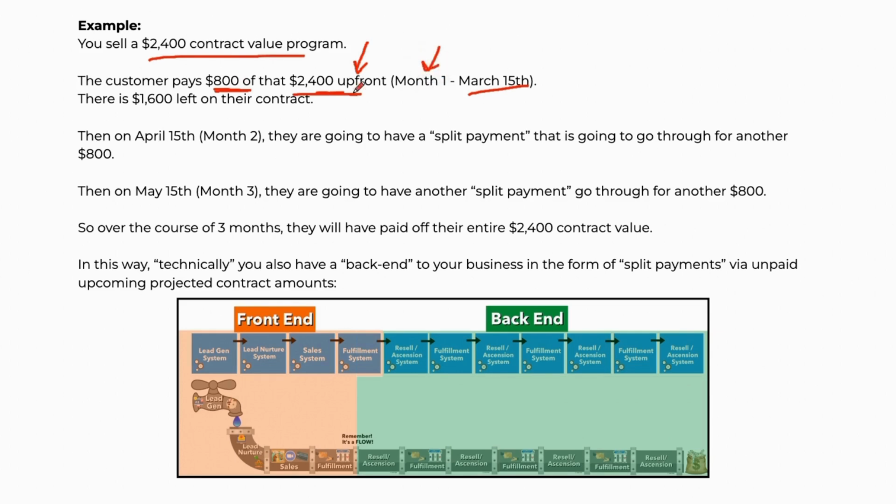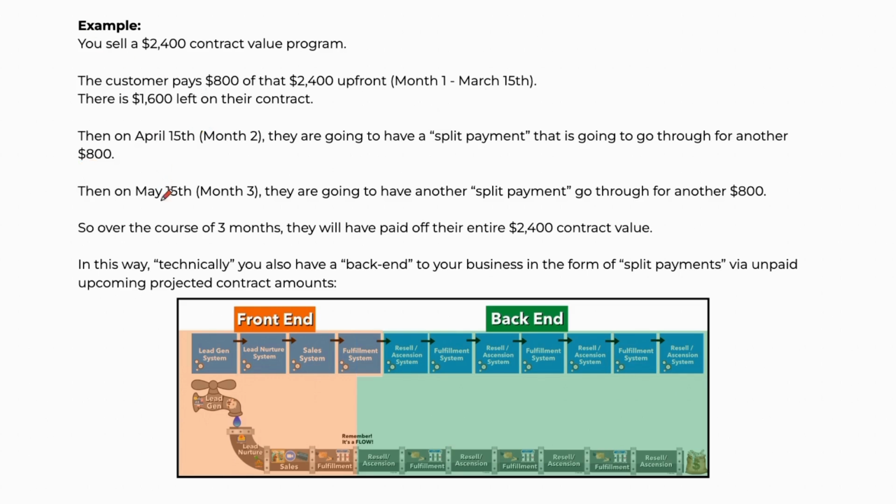Now there are $1,600 left on their contract, because remember, $2,400 was their total contract, and $800 of that has already been paid. On April 15th, which is 1 month after their original signing date, a split payment is going to go through, automatically charged on their card for another $800. So now what's left on their contract is just $800. They've paid $1,600, 2 payments of $800, and they have 1 payment of $800 left.